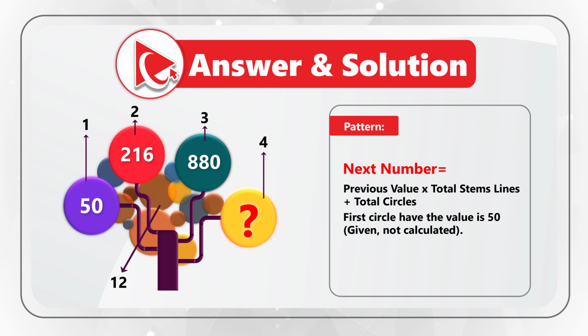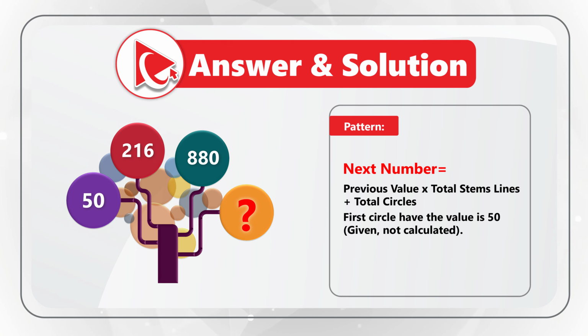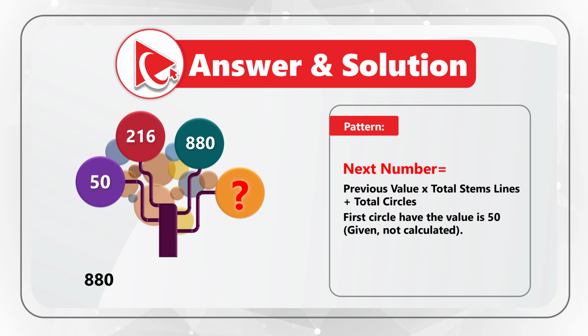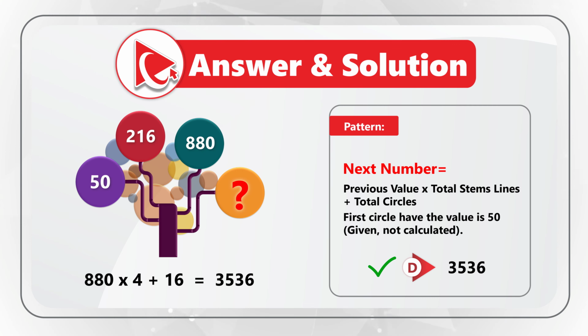Now we have all of this information and we can calculate the missing number. It is calculated as 880 multiplied by 4, then we add 16, and the end result of this is 3536. So the correct answer here is choice D, 3536. Hopefully you've nailed this problem and now know how to answer similar problems on the test. But in case you need more challenges like this, please make sure to check out the description for additional resources.